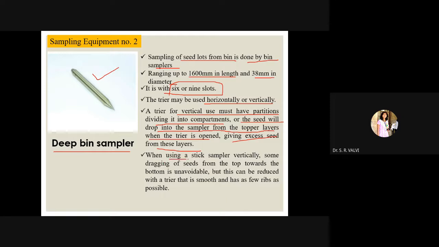When this stick sampler is used vertically, some dragging of seeds from the top towards the bottom is unavoidable. Since we are sampling vertically, we cannot avoid the seeds coming into this deep bin sampler. But this can be reduced with a trier that is smooth and has as few ribs as possible. So ribs should be there inside, so that we can avoid the extra seeds coming into this deep bin sampler.